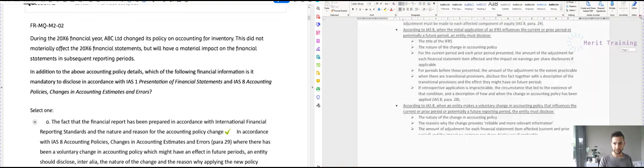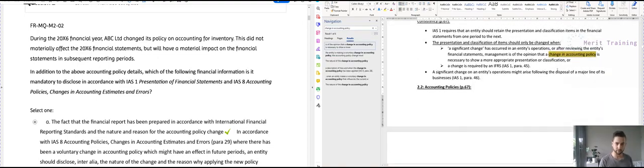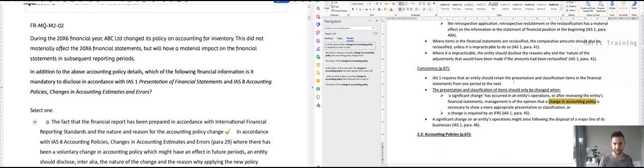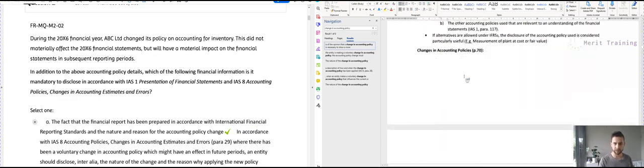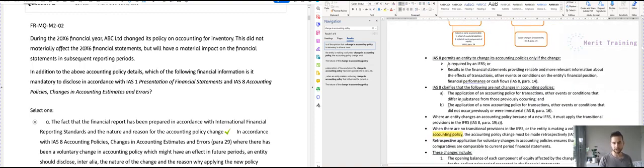So let's do a Control F for change in accounting policy in our notes. So it says here, the presentation should only be changed when a significant change has occurred in the entity's operation, and that management is of the opinion, blah, blah, blah. So this is talking about selection of accounting policies. Here we go, changes in accounting policies. So IAS 8 permits an entity to change its accounting policies only if the change is required or it results in the financial statements providing reliable and more relevant information.